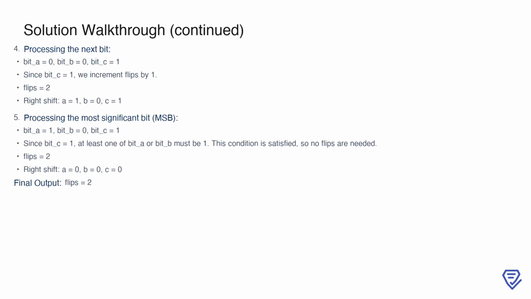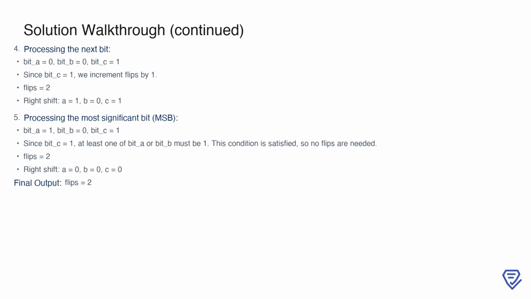Continuing with the next bit, bit_A is 0, bit_B is 0, and bit_C is 1. Since bit_C is 1, at least one of bit_A or bit_B must be 1. Here, both are 0, so we increment flips by 1, making flips equal to 2. After a right shift, the values are updated to A is 1, B is 0, and C is 1.